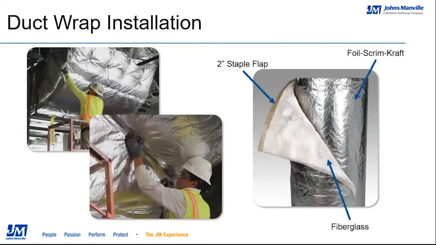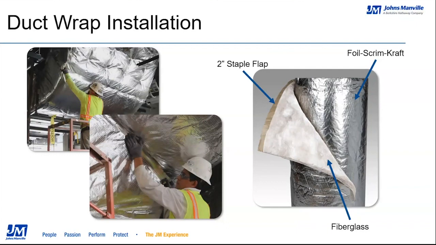So we're going to move on to duct wrap installation. I want to draw your attention to the photo on the right here. It gives you a very basic look at what Microlite FSK looks like up close. The first thing is obviously the fiberglass, shown here in the white fiberglass blanket. That is then adhered to our foil scrim craft vapor barrier, which is the foil you can see there. And then we have the 2-inch staple flap. We manufacture all of our products with a 2-inch overhanging staple flap, so as you pull two sections of duct wrap together, it allows you to join and bring those two pieces together.